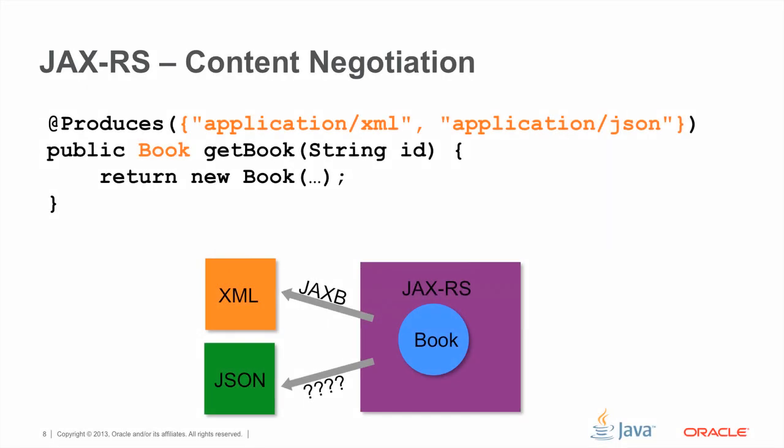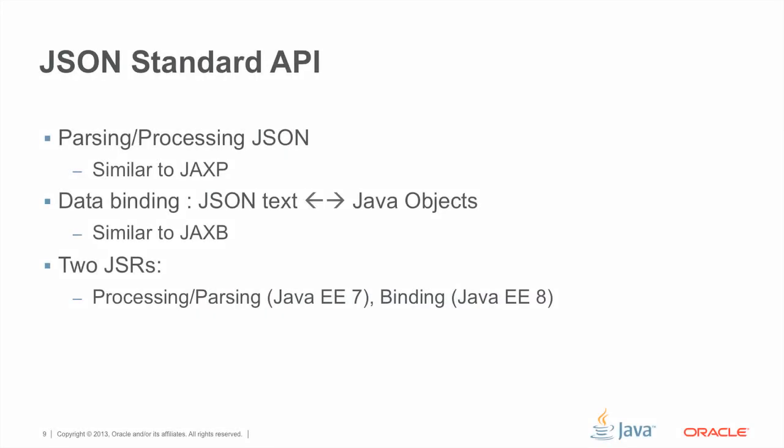JAX-RS also provides something called content negotiation. For example, let's say the getBook method is invoked and it returns a Book object. Based on the HTTP metadata in the HTTP headers, the book could be represented as XML or JSON. To do XML, we have a standard API in the platform, that is JAX-P. But to do it in JSON, we don't have any standard API as such in the platform. So Java EE is proposing a standard API for JSON to fill this gap.